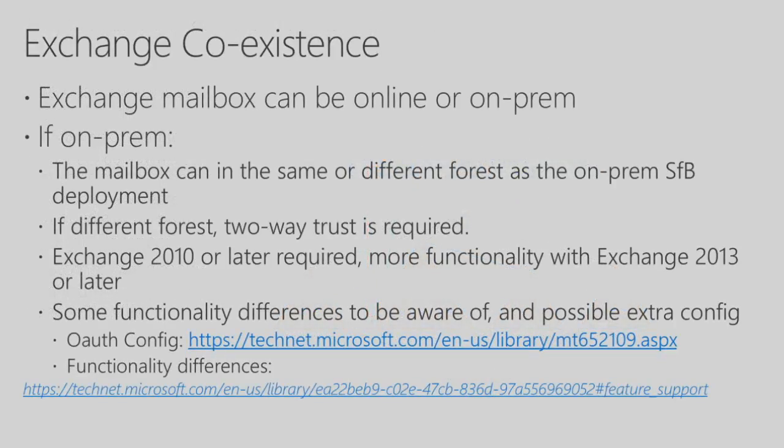So I want to come back to Exchange coexistence for a moment. As I mentioned, the mailbox can be online or on-prem, but if it's on-prem, I want you to be aware of a few things. The mailbox can be in the same or a different forest from where Skype for Business is. There was some confusion in the past about where it needed to be. It can really be anywhere. The key is that if it's a different forest, you're going to need two-way trust. And then finally, you should have Exchange 2010 or later, and you're obviously going to get more functionality if you have 2013 or later, as I mentioned before.